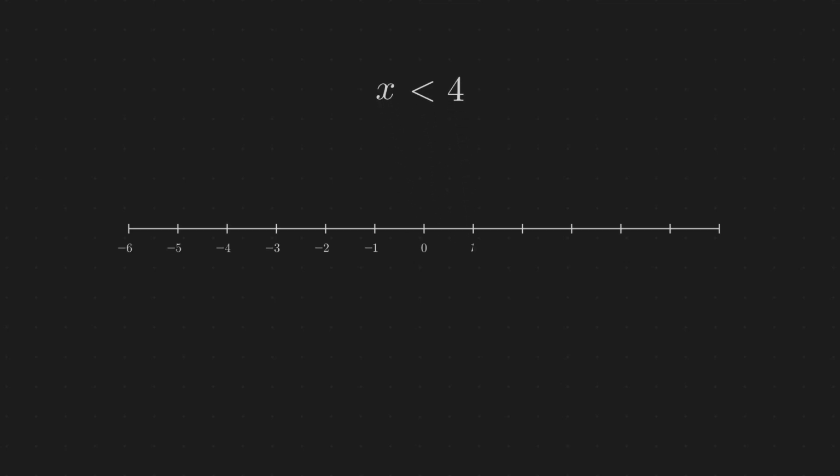To graph this, we draw an open circle at 4 because the inequality uses less than, meaning 4 is not included in the solution. We then shade everything to the left because x is less than 4. The reason we shade to the left is because all the numbers smaller than 4 make this inequality true. In interval notation, this is written as open parenthesis, negative infinity, 4, and a close parenthesis. We use a parenthesis on both sides because 4 is not included and infinity can never be reached.